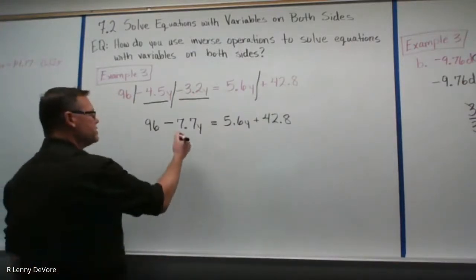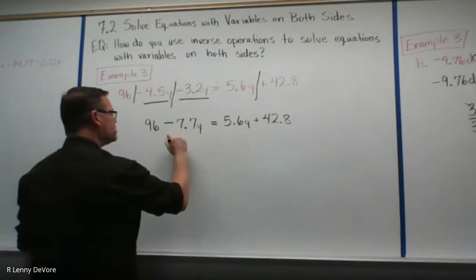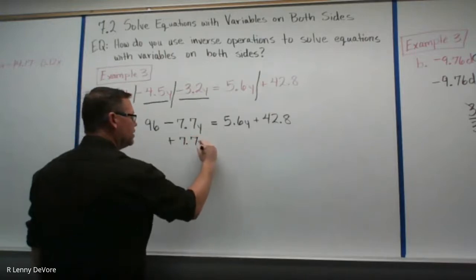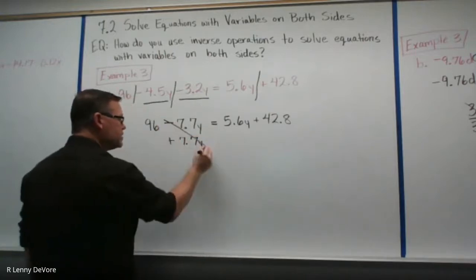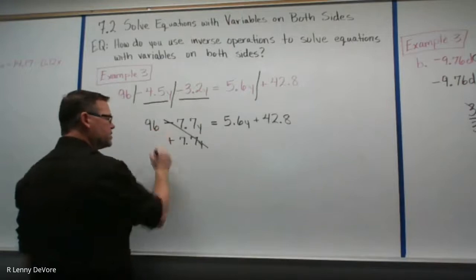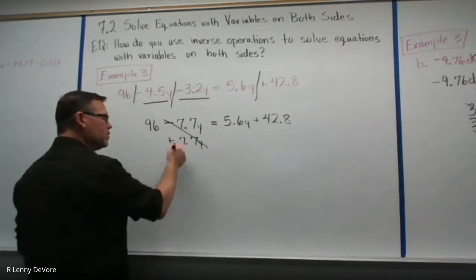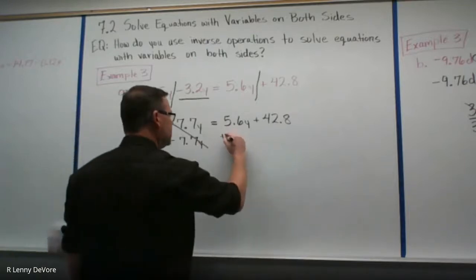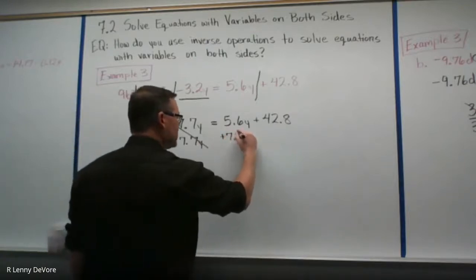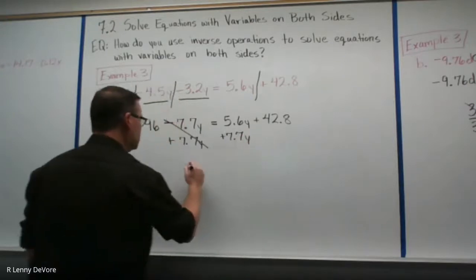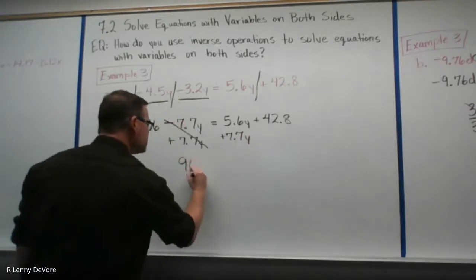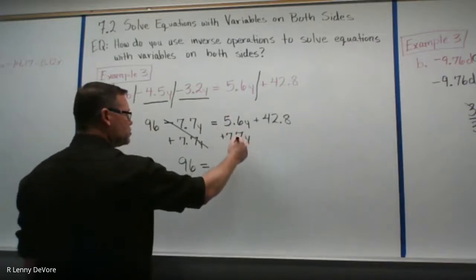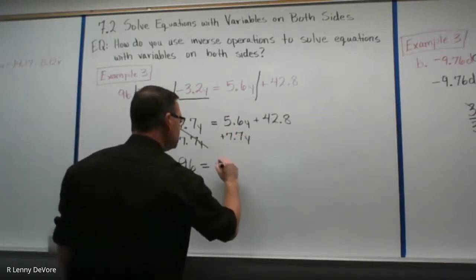In other words, what I'm saying is this. In order to get rid of 7 7/10 y, I'm going to add 7 7/10 y, okay? That cancels this out. So I only have 96 left on this side. But I can't do anything on one side of the equation without doing it on the other side of the equation. So I'm going to add 7 7/10 y to this side. So in other words, we get 96 equals, and then I add these two together. What is that? 12, 13.